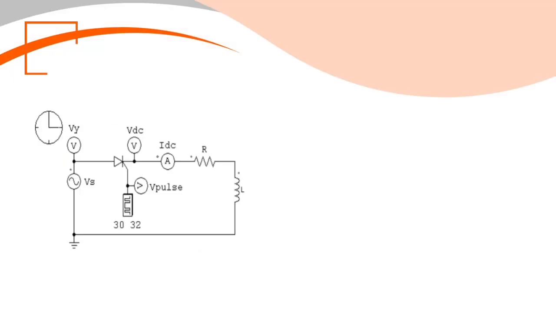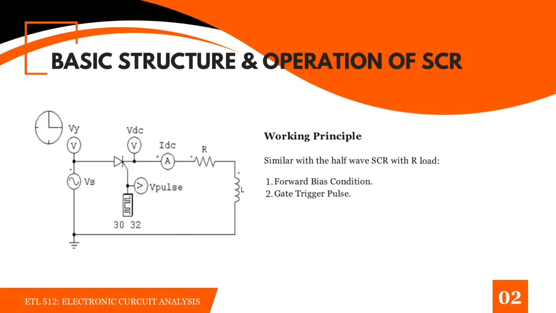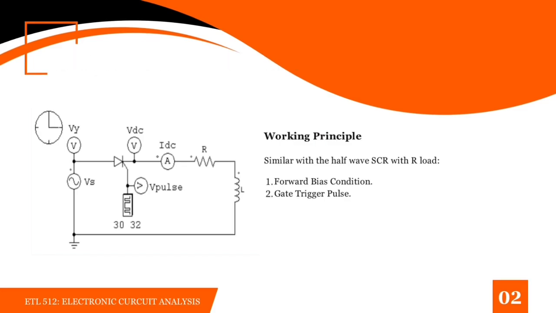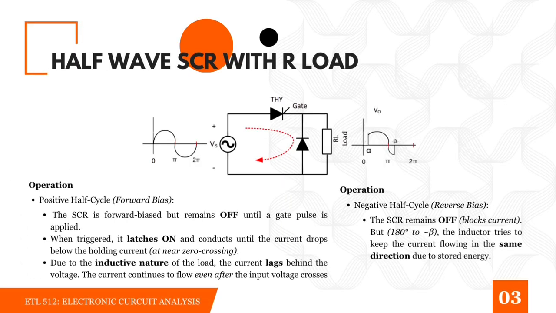An SCR with an RL load works much like the R load case, still requires forward bias and a gate trigger pulse to turn on. However, the inductor in the load introduces some new effects we'll discuss next. In the positive half cycle, the SCR starts forward biased, but does not conduct immediately. It needs a gate pulse, which is usually applied at a firing angle alpha.